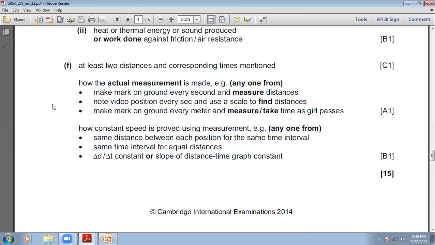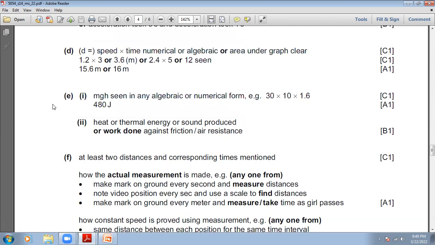How constant speed is proved using the measurements. For example, anyone from: same distance between each position for the same time interval, or for equal distances the same time, and the change in the distance by the change in the time is constant, or the slope of the distance-time graph is constant. So hopefully you understand. So that was question number 9.